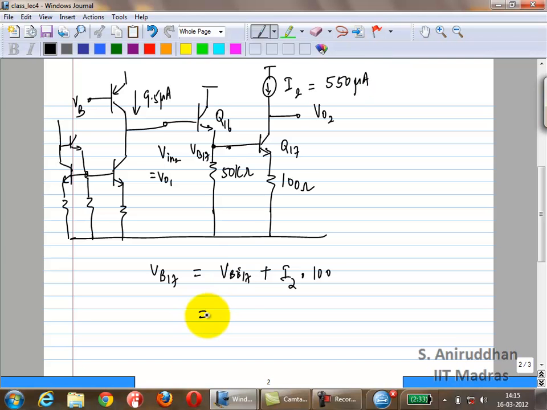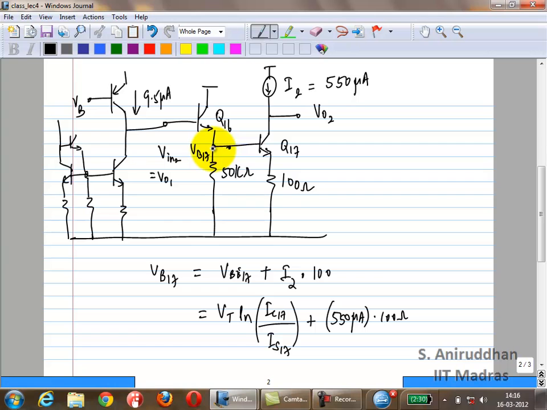So what is this? VBE is nothing but VT ln IC17 over IS17. Okay, so now we are getting to the point where we need to know some details about the circuit, right? Because why do we want to calculate VB17? Because that will help us calculate the bias current of Q16.